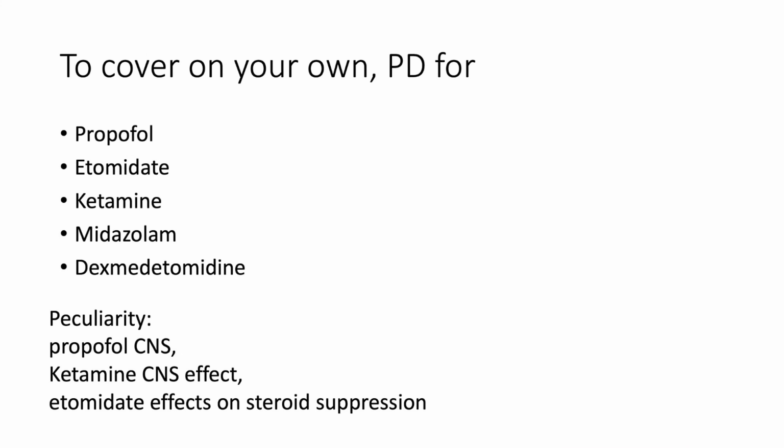For PD, each of the systems and each of the drugs actually have their own peculiarity. For example, propofol. In the CNS, it's not only anesthetic effects, you have antitussive, anticonvulsant, antipruritic, anti-emetic. You need to mention all these things. For ketamine, CNS effect, emergence delirium. Okay, well, it causes vivid dreams, and what is the definition of vivid dream? Okay, etomidate, effects on steroid suppression, unless you have never used it before.